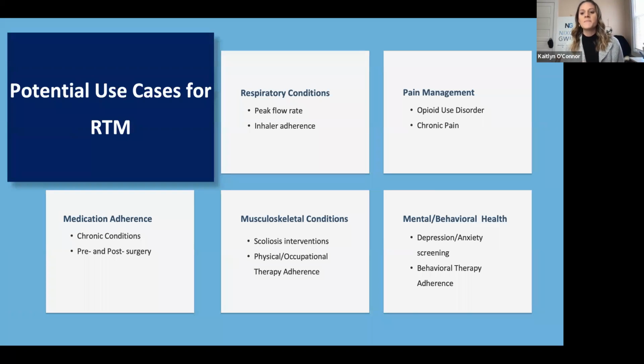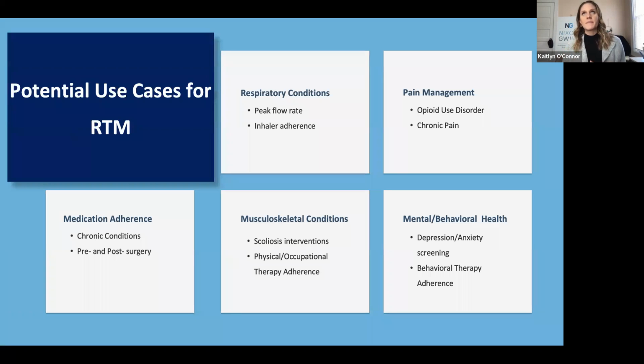And then finally, in the mental and behavioral health space, you might see clinical psychologists want to monitor their patients for depression and anxiety, or certain measurements that might be related to those conditions, or of course, behavioral health therapy adherence.